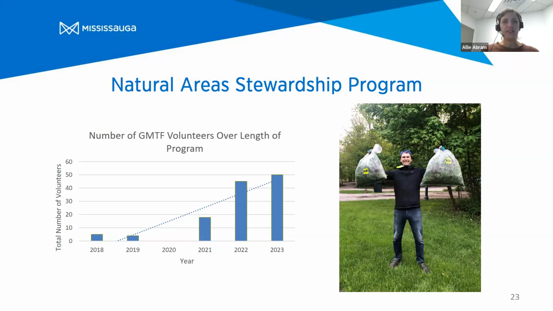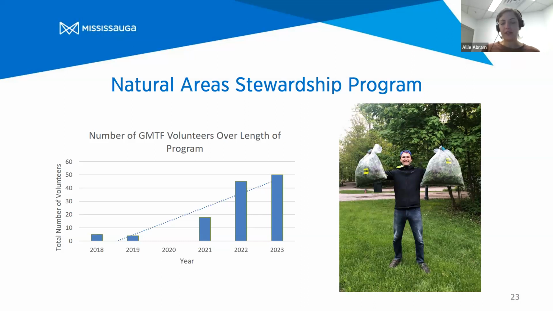This graph on the slide shows the number of garlic mustard task force volunteers that we've had over the last 6 years. You can see that it started off really small. There's a little blip in 2020, no one was out working that year. But over the past 2 years, this program has really exploded. And we're really excited to see the level of engagement that we've had from our volunteers.